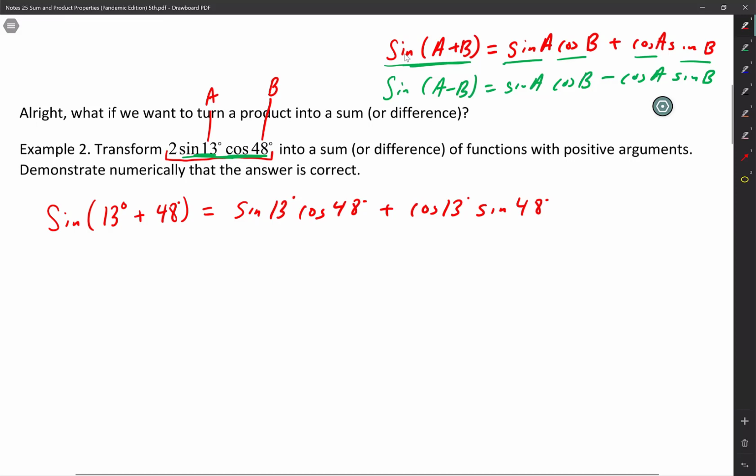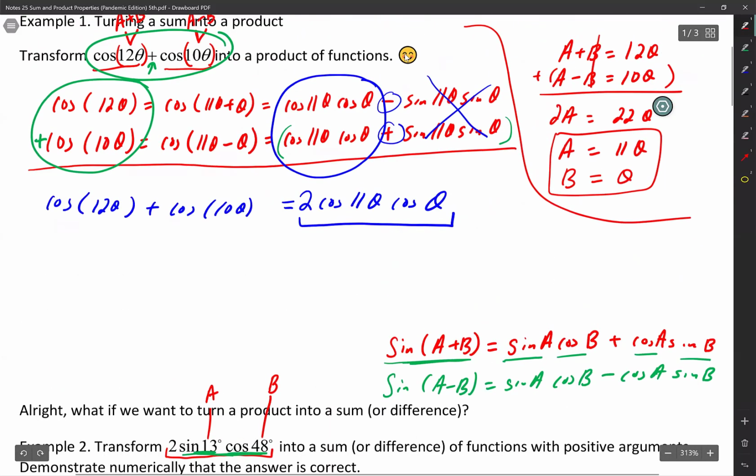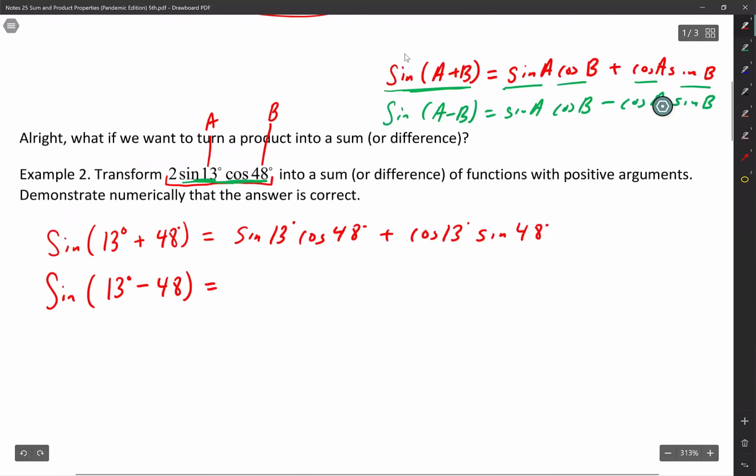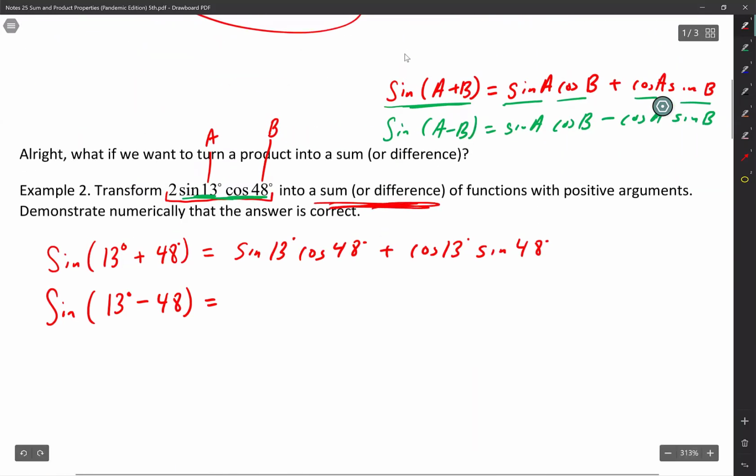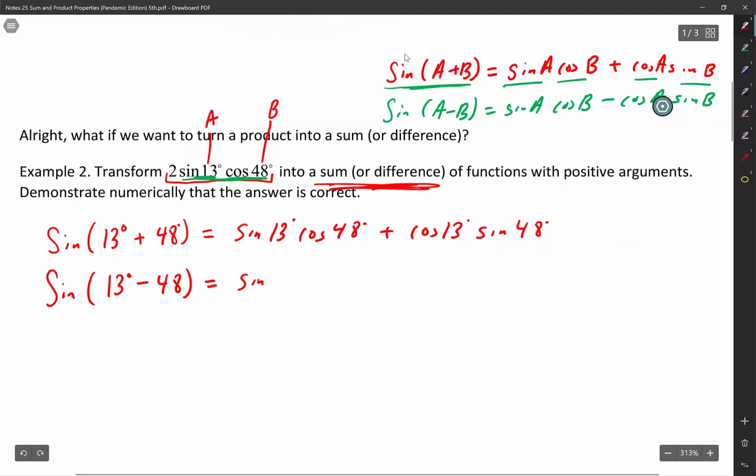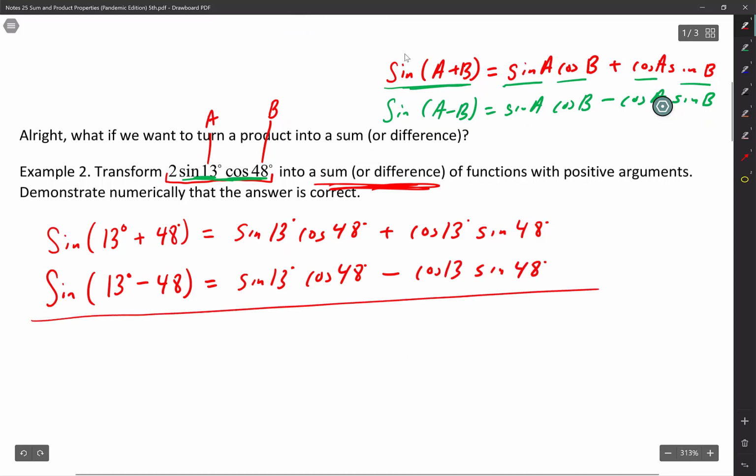In the bottom here, I'm going to write the composite argument property for sine 13 minus 48. Why am I doing that? Because they want me to go backwards. They want me to go from a product, this is a product, to a sum. So I'm going backwards. So that's what they want on this one. See, product to a sum or difference. So I'm going to write sine 13 cosine 48 minus cosine 13 sine 48. I do a line like so, and catch up, and I'll go real slow right now.